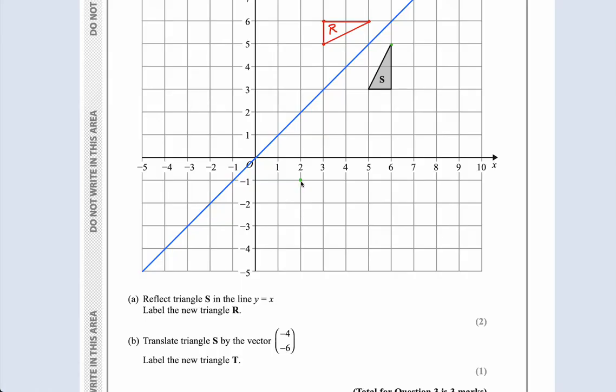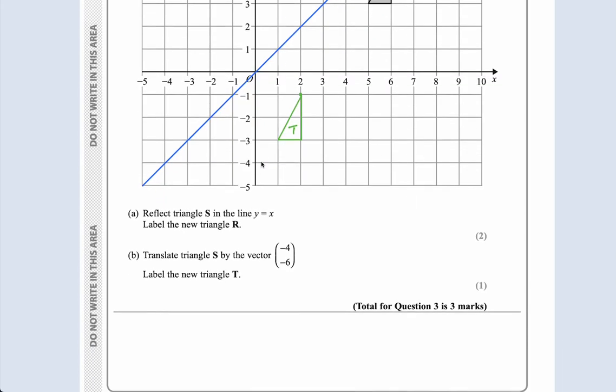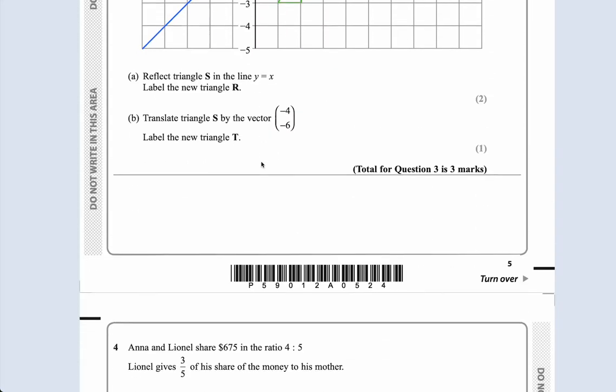Let me draw that slightly better. Exact same triangle, but that's the top bit. I'm going to label this triangle T, and that's it. If you want to look at the other points, 1, 2, 3, 4, 1, 2, 3, 4, 5, 6, they work because you've drawn it in the right place. Okay, that's question 2. Sorry, question 3.